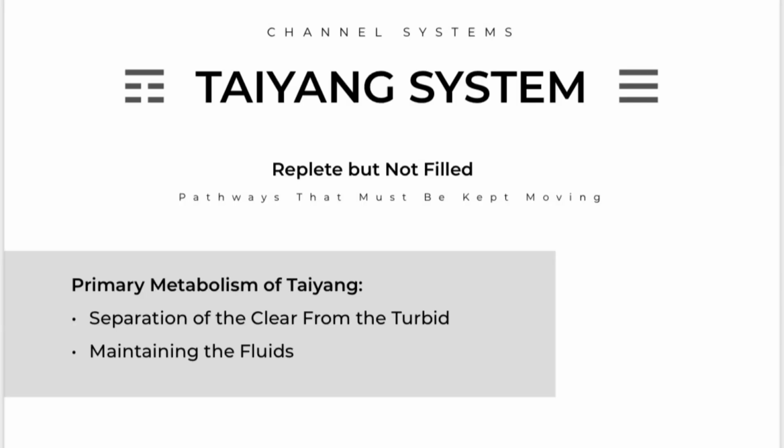The primary metabolism of Tai Yang is going to be separation of clear from turbid and maintaining the fluids. And typically, separating clear from turbid, we immediately think of small intestine, but we need to expand that and be thinking about the UB. And now we've also had the large intestine doing that and the lungs doing that. So we're seeing that multiple meridians are able to separate clear from turbid. I know we just hammered in that it's a small intestine thing, but in the true bigger picture of everything, other organs and channels are using this function.